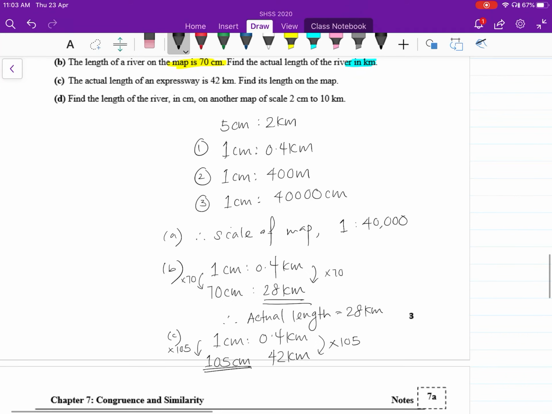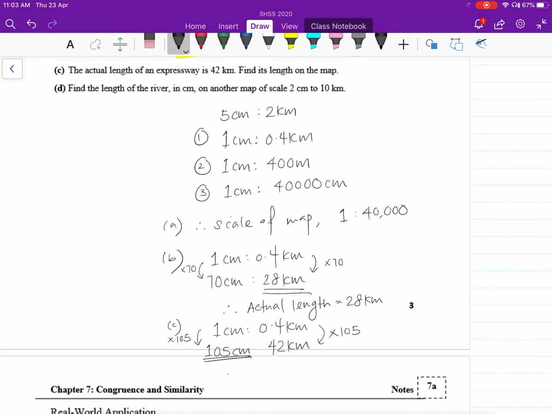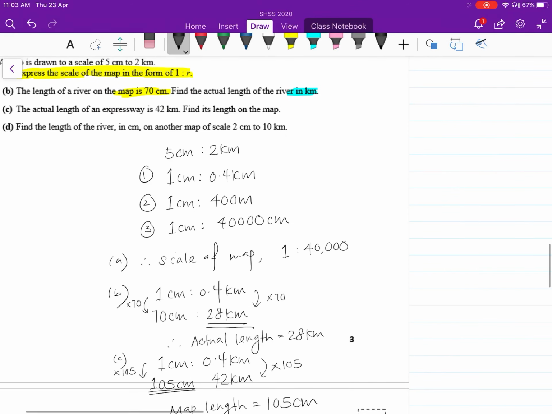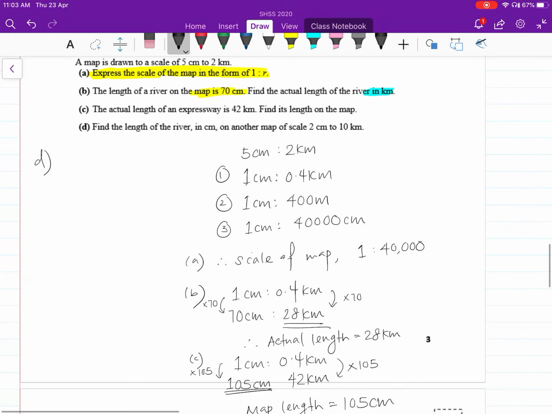But I need to write, map length is 105 cm. Okay, part D is a little bit different. I'm going to do part D here. Find the length of the river in cm on another map of scale 2 cm is to 10 km.